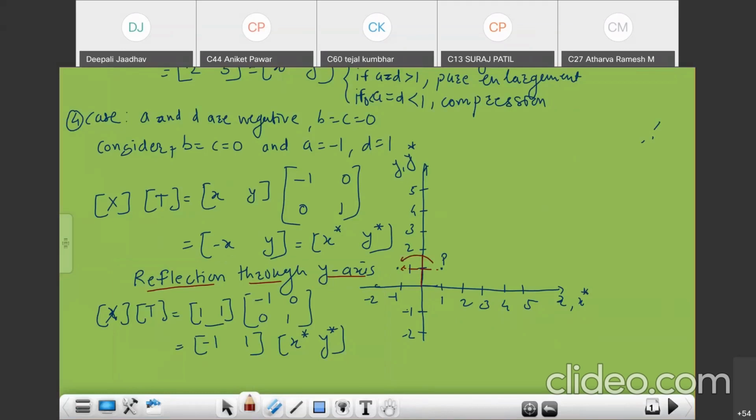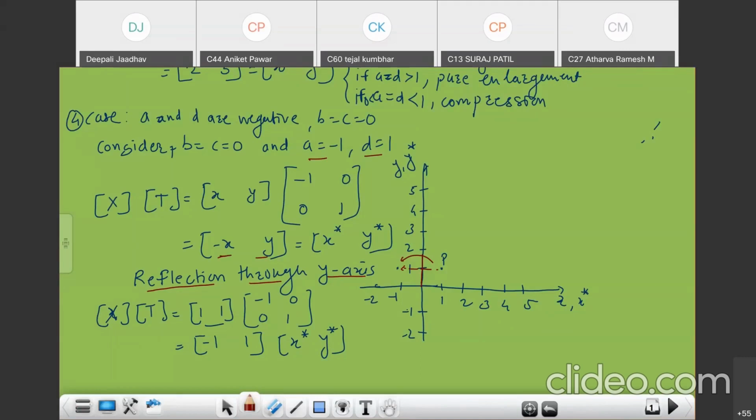It is reflected here. See, once again I am explaining. If A and D, any one of these is negative, then it shows the reflection through the axis. Here we are going to take one example. A is equal to -1 and D is equal to 1. When this transformation matrix is multiplied with the original coordinates x and y, it shows -x and y. So the new coordinates x star and y star are -x and y. What does it show? Reflection through y-axis.